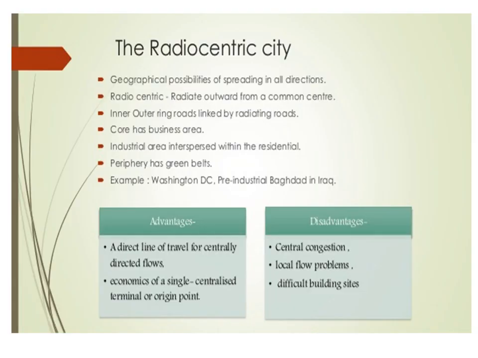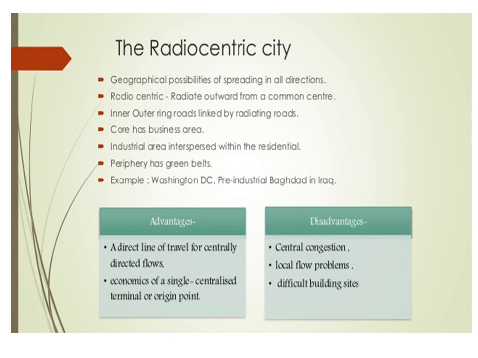So in this slide we are going to see what is a radiocentric city and what are its characteristics. Geographic possibilities of spreading in all directions is called the radiocentric city. Radiocentric cities radiate outward from a common center. Inner and outer ring roads are linked by radiating roads. The core has a business area. The industrial area interspersed with the residential. The periphery has a green belt. Example: Washington DC is a radiocentric city having pre-industrial allocation.